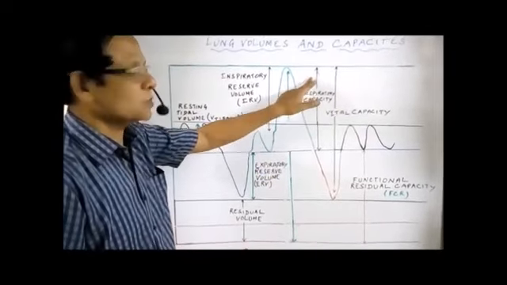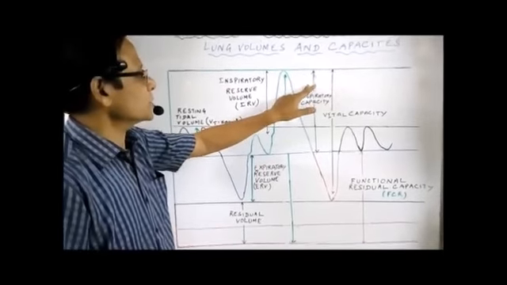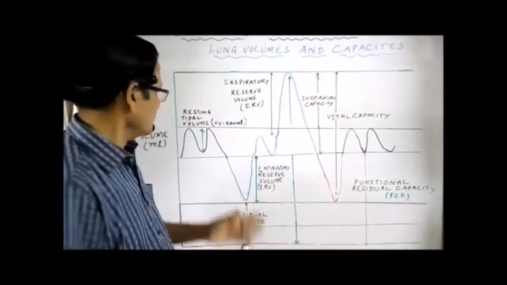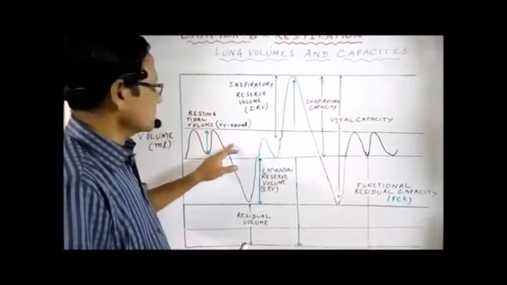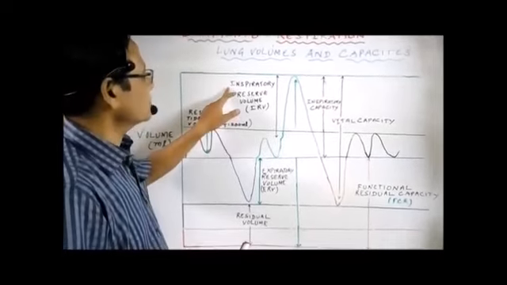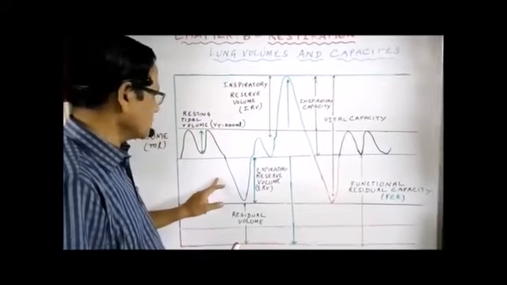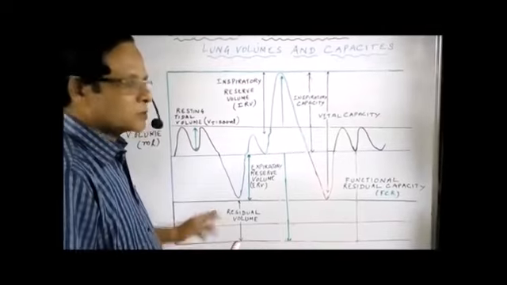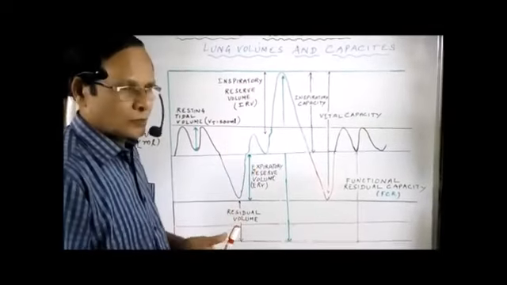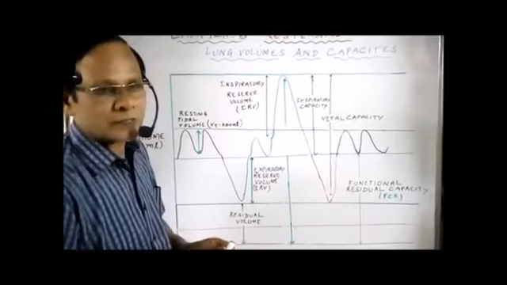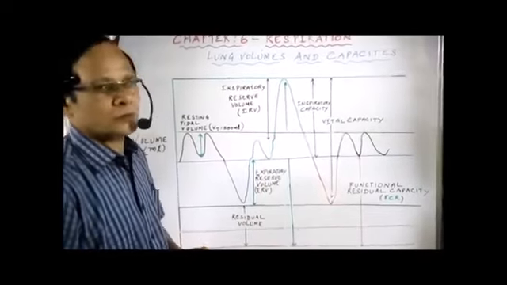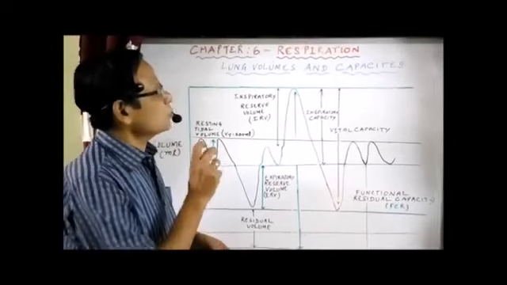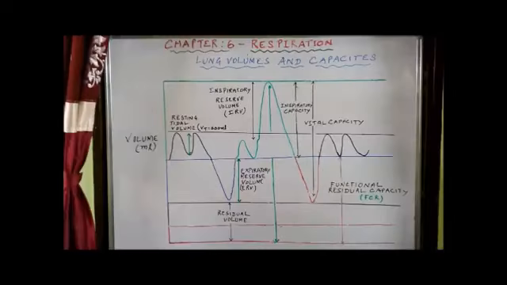Inspiratory capacity includes inspiratory reserve volume plus tidal volume, together forming the inspiratory capacity. So this is a block for tidal volume, this is a block for inspiratory reserve volume, this is a block for expiratory reserve volume, and this is a block for residual volume. We have to add the arrow marks together representing the different capacities and volumes. This is an illustration showing the lung volumes and capacities.